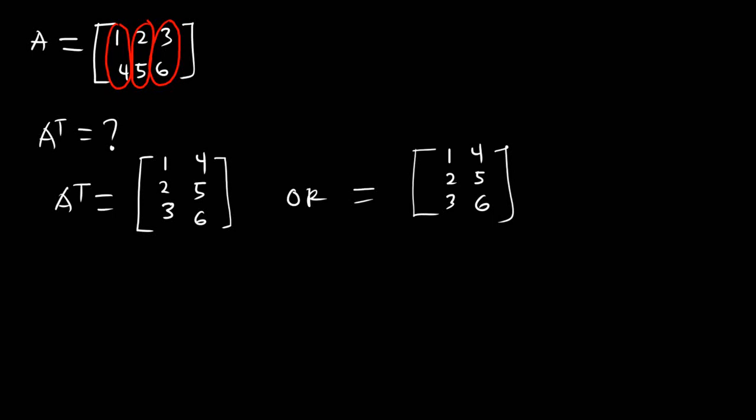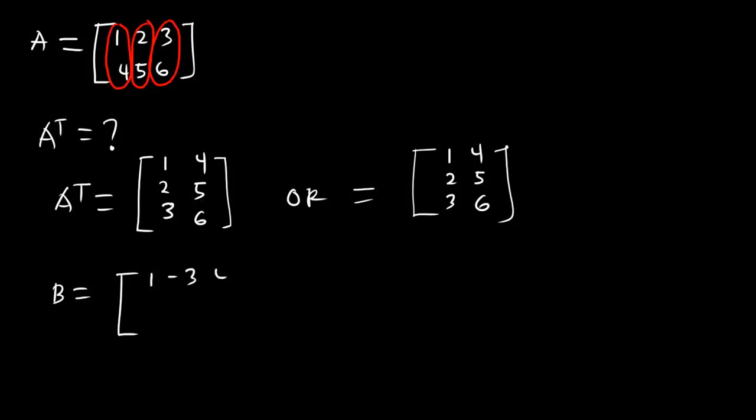Let's look at another example. Let's say I have matrix B here, which has the entries 1, -3, 4, and then 5, 6, -2. These are the entries of this matrix B here. And then we've been asked to find the transpose of this matrix B. So all we have to do is to rewrite the rows into columns.